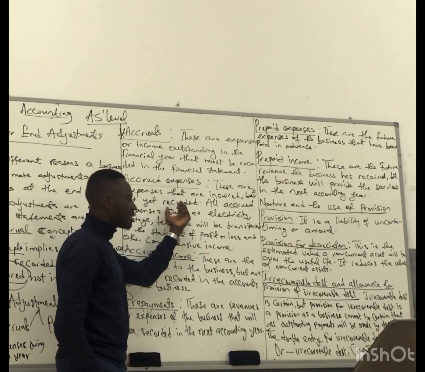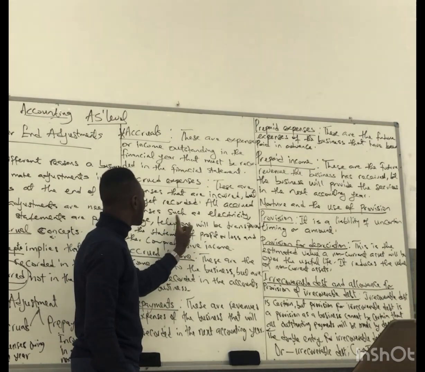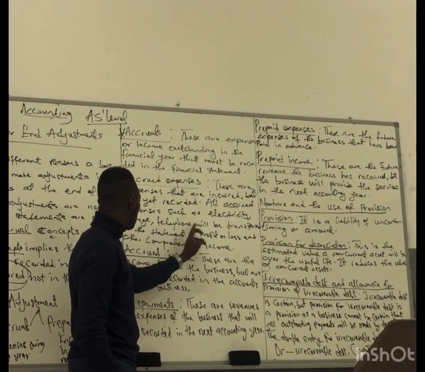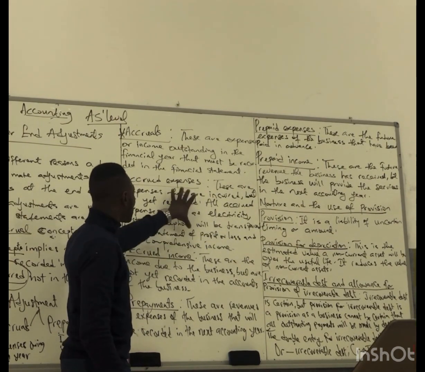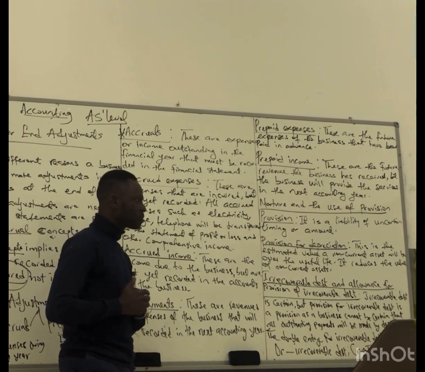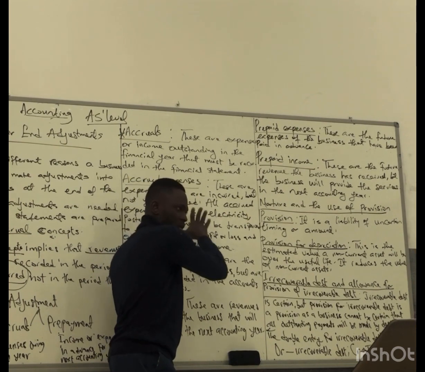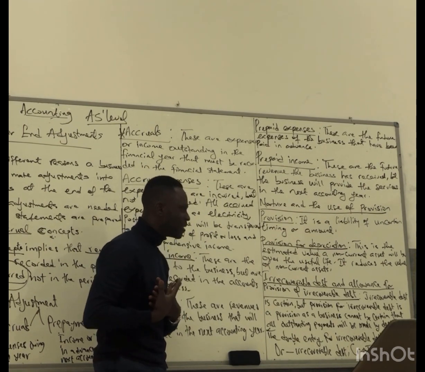What's an accrued expense? These are expenses that are incurred but not yet recorded. All accrued expenses such as electricity, postage, telephone will be transferred to the statement of profit or loss and other comprehensive income. When we talk about accrued expenses, they're going to be a debit balance. Why? Because they are expenditures. All these expenses, you've taken them, but you've not paid for them.